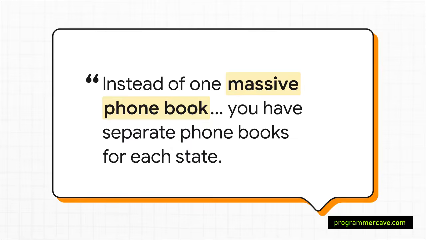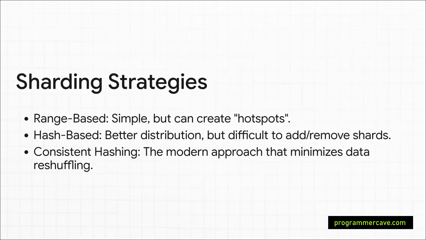And here's a great analogy. You wouldn't try to use one giant phone book for the entire country, right? It'd be impossibly huge. Instead, you have smaller phone books for each state. That's all sharding is. We're breaking up our data into smaller, more manageable, independent chunks. And just like with everything else, how you do it matters.